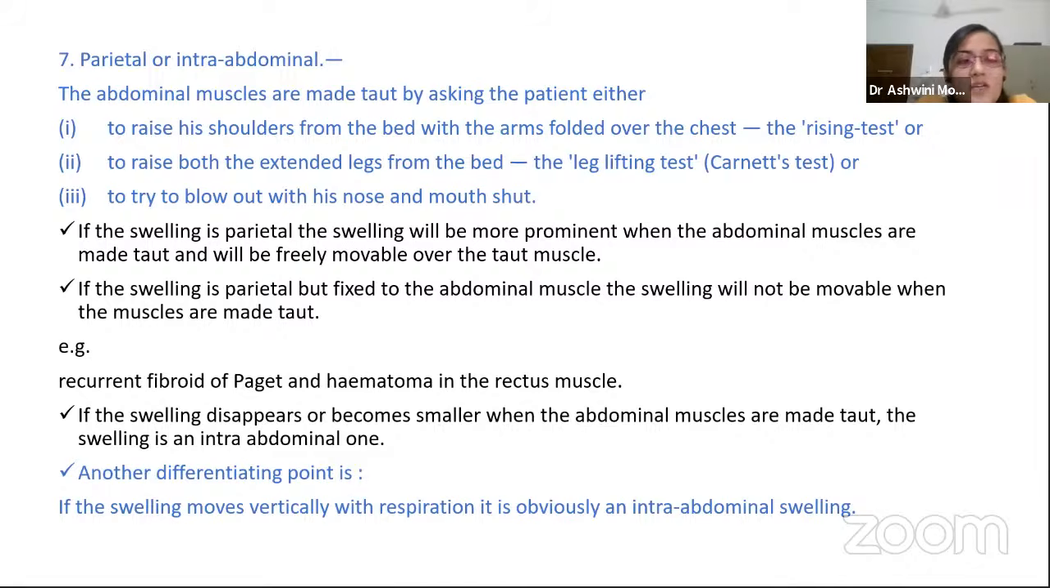Examples are a recurrent fibroid of Paget's and the hematoma of the rectus muscle. It will be a parietal swelling. If the swelling disappears and becomes smaller when the abdominal muscles are made taut, the swelling will be intra-abdominal.